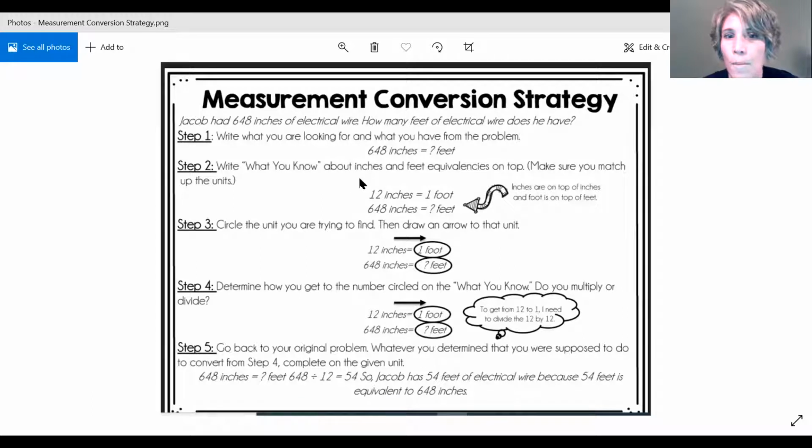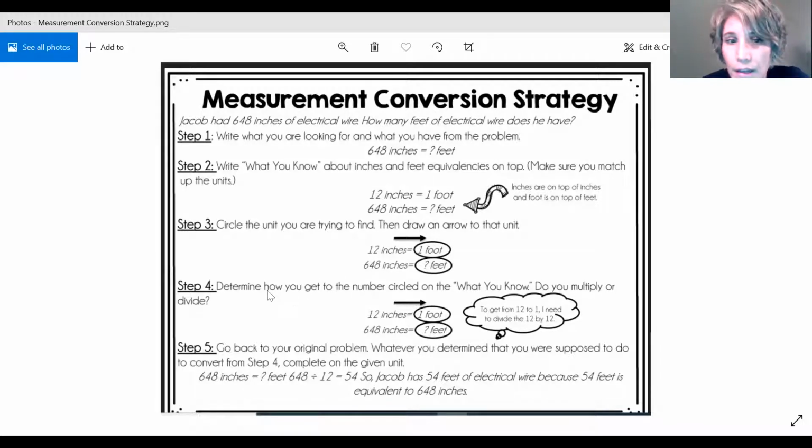Then write what you know about inches and feet equivalencies on top. Make sure you match up the units. So you write inches above inches, feet above feet. I know, just because I have a ruler, that 12 inches equals 1 foot. And I wrote that right above my 648 and my question mark feet. Now you circle the unit you're trying to find and then draw an arrow to that unit. We're looking for feet, so we circle it and then we draw an arrow from this to this.